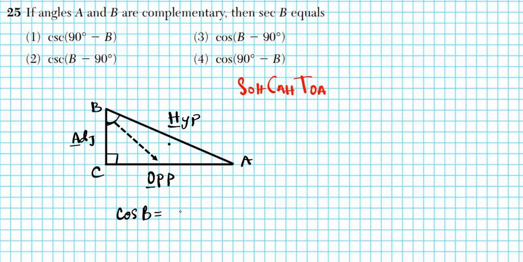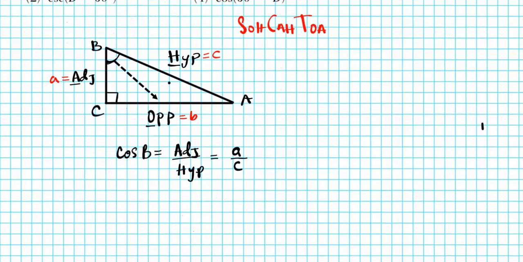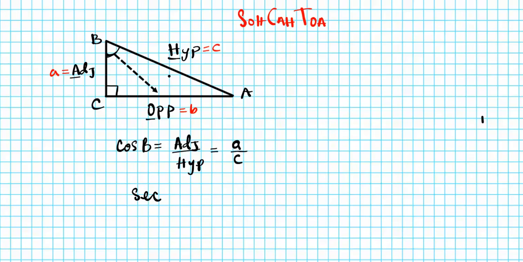Where's my adjacent? Okay, you know what? Let me use little alphabets to assist us here. So let me call this little a, call this little b, call this little c. Okay, so cosine is adjacent over hypotenuse, which is adjacent little a over little c. Okay, so that's what cosine is. If this is cosine, then what is secant? Well, secant is the reciprocal of cosine, which is c over a.